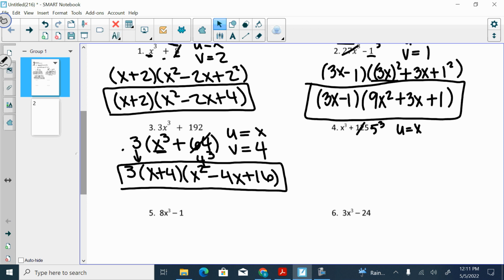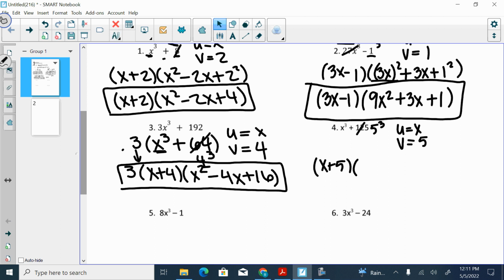X. And what is my v? 5. Okay, and do we have a plus or a minus in the middle? Plus, so we're going to use that top formula again. Okay, so first parenthesis, u plus v. What's that for us? Very good.